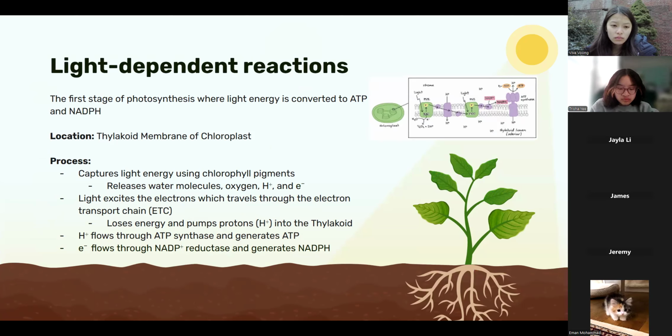The light excites the electrons, which travel through the electron transport chain, and they lose energy and pump protons into the thylakoid. The protons would flow through the ATP synthase and generate ATP, and the electrons flow through the NADP reductase and generate NADPH.